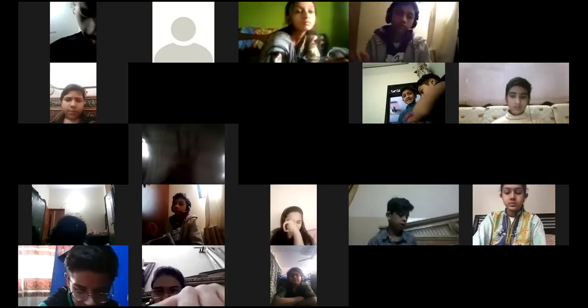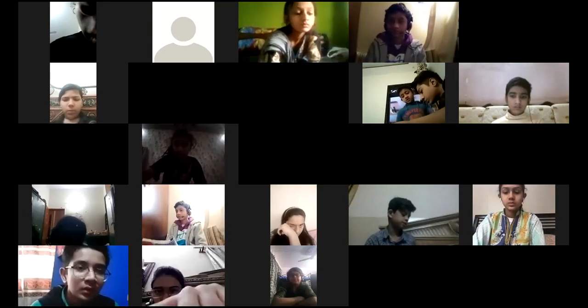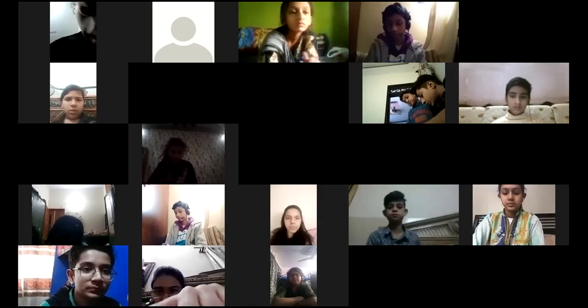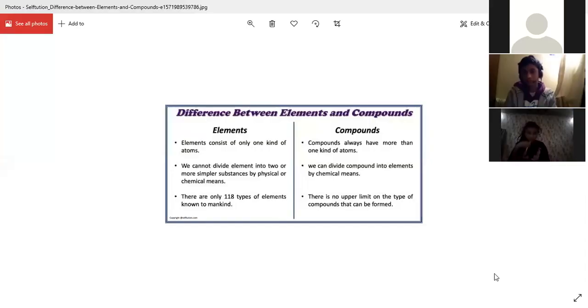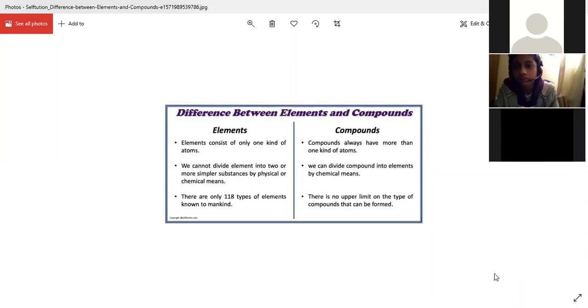ठीक है ना? Now let me show you the last picture related to elements and compounds, and over here you will see the differences between both these substances. Now, elements consist of only one kind of atom, whereas compounds always have more than one kind of atom. तभी ये molecules बन जाते हैं, ठीक है ना? Now, in elements, we cannot divide an element into two or more simpler substances by physical or chemical means, whereas we can divide compounds into elements by chemical means.